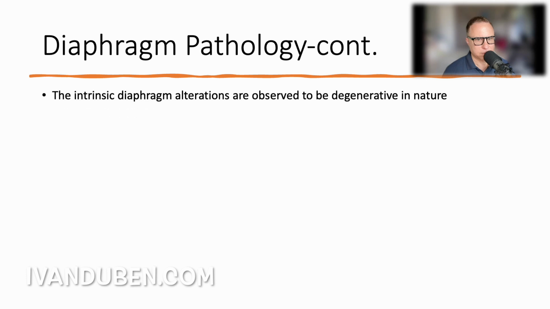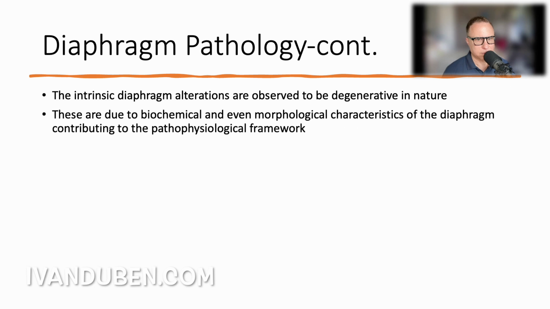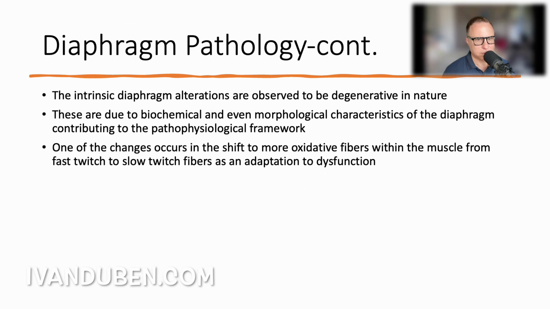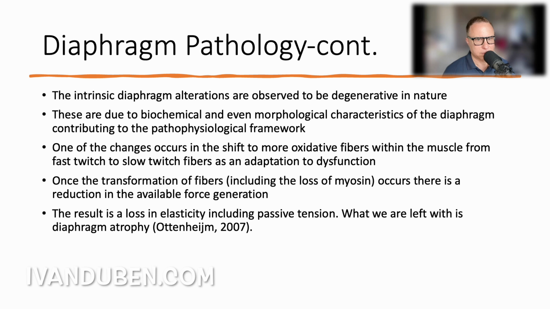The intrinsic diaphragm alterations are observed to be degenerative in nature. These are due to biochemical and even morphological characteristics of the diaphragm, contributing to the pathophysiological framework. One of the changes occurs in the shift to more oxidative fibers within the muscles, from fast twitch to slow twitch fibers, as an adaptation to dysfunction. Once the transformation of fibers, including the loss of myosin, occurs, there is a reduction in the available force generation.